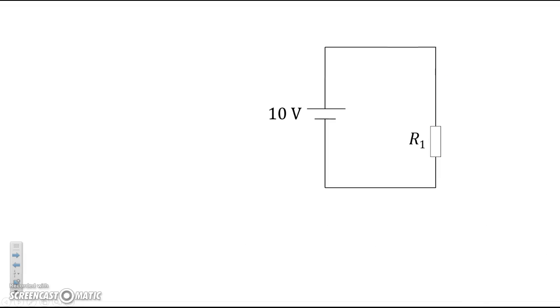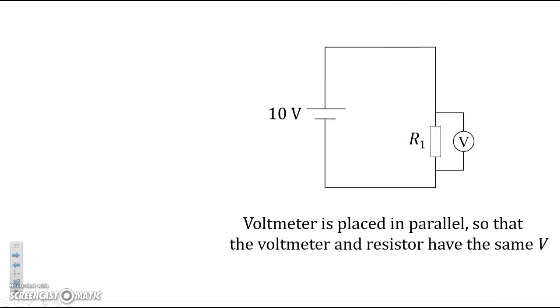What if you want to measure the potential difference that R1 dissipates, that it uses up? What we use is a voltmeter, and you connect a voltmeter in parallel with R1. Why do you put it in parallel? Here's the reason. The voltmeter measures the voltmeter's potential difference. So you want the voltmeter to have the same potential difference as R1. The voltmeter is placed in parallel so that it and the resistor have the same potential difference.